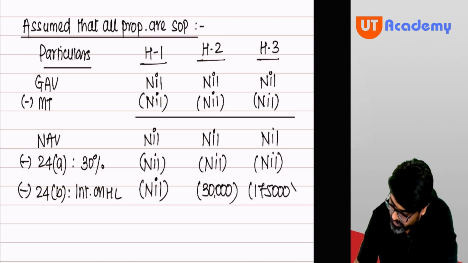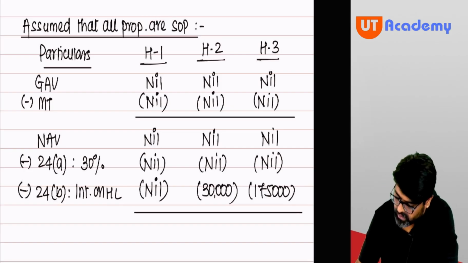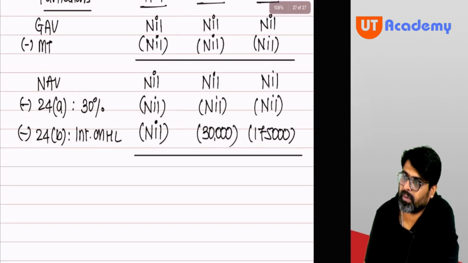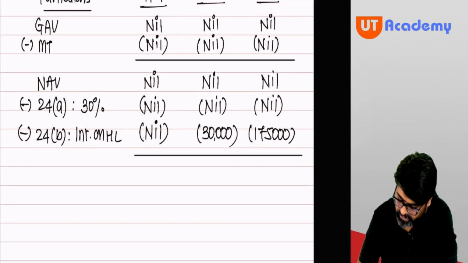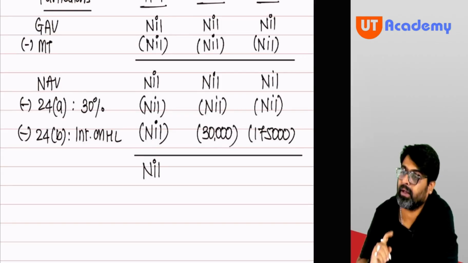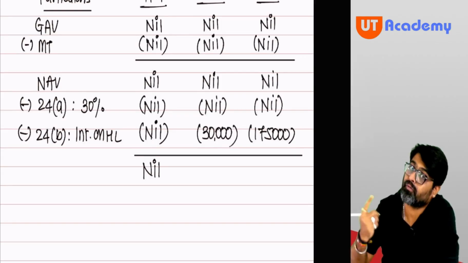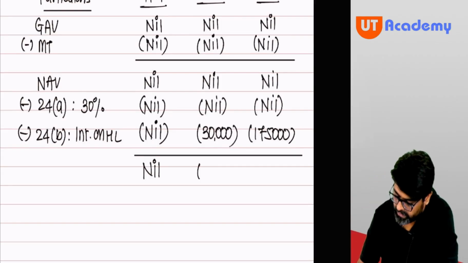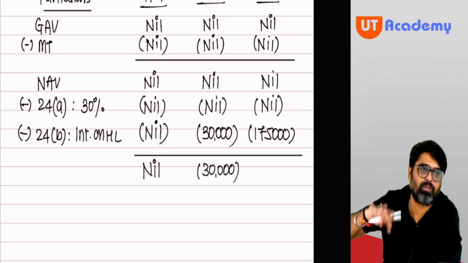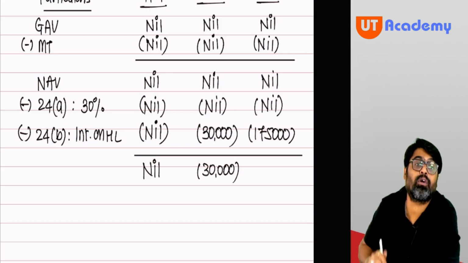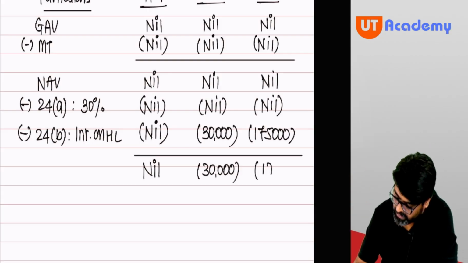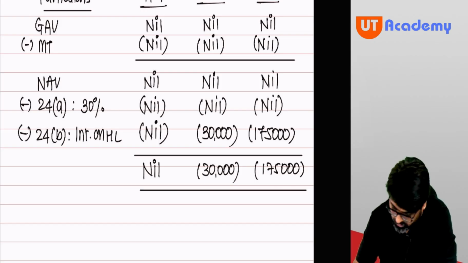So now if I take my house property 1 as SOP, what will be the final income of that property? Nil. If I take house property 2 as my SOP, what will be the final income of house property 2? Negative 30. Yes or no? Now, if I take house property 3 as my SOP, what will be the final income of house property 3? Negative 1,75,000. Yes or no?